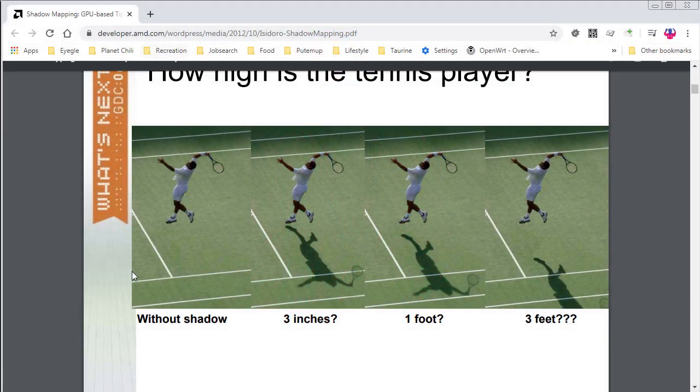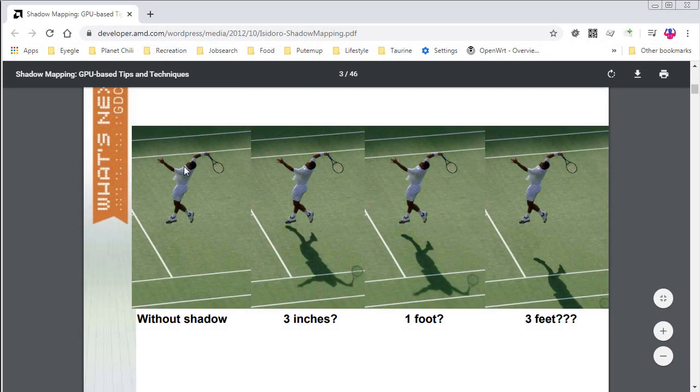So look at this thing here. You got this tennis player. Without the shadow, we can see, yeah, he's jumping, but how high? It's hard to say. Is he jumping 3 feet up in the air? Is it only 3 inches? If we had a shadow being cast, that would give our brain a lot more information to decode what this scene is actually telling us. Without that information, it's all up in the air.